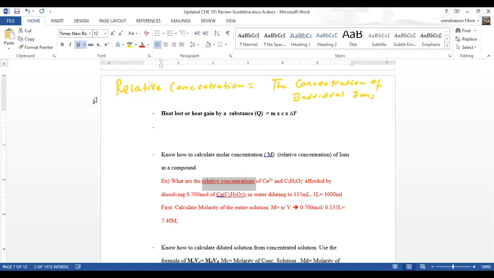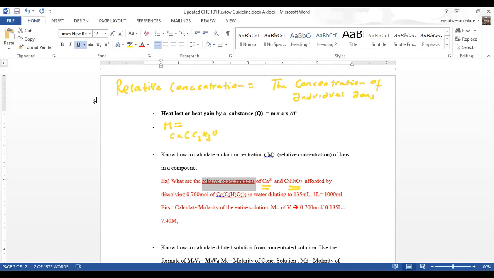So if you have equations, everybody knows how to calculate molarity. I'm certain of that, but the setup here is a little different. When they say relative concentration, they want to know the relative concentration of calcium and acetate in a compound afforded by 0.700 moles of calcium acetate. So I would calculate the molarity first, the molarity of calcium acetate as it is.